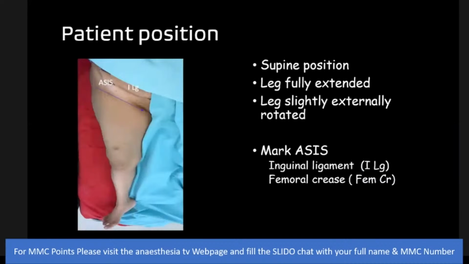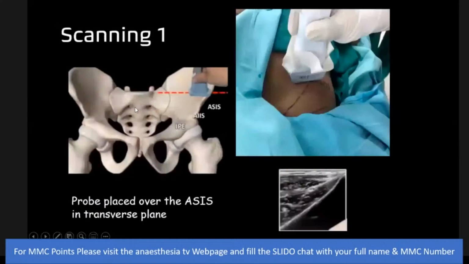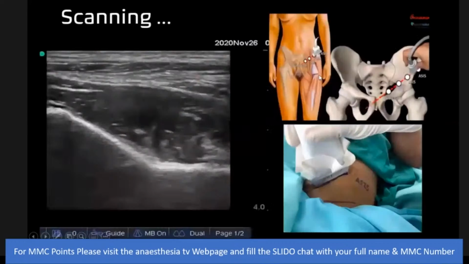The patient is placed in supine position with the leg fully extended and slightly externally rotated. We usually mark the ASIS, the inguinal ligament and the femoral crease. There are two techniques of scanning. Let us start with the first technique. Here, the probe is placed over the ASIS in transverse plane.